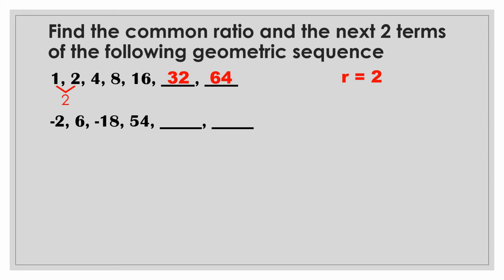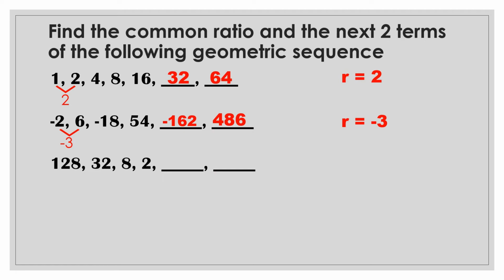Let's see. If you try to find the common ratio for this one, we can have 6 and negative 2. 6 divided by negative 2 is negative 3. Therefore, r is equal to negative 3. So if the signs of the terms of your geometric sequence are alternating, just like this one, your common ratio is a negative number. Now let's find the next terms of this geometric sequence. 54 times negative 3 is negative 162. Negative 162 times negative 3 is 486.